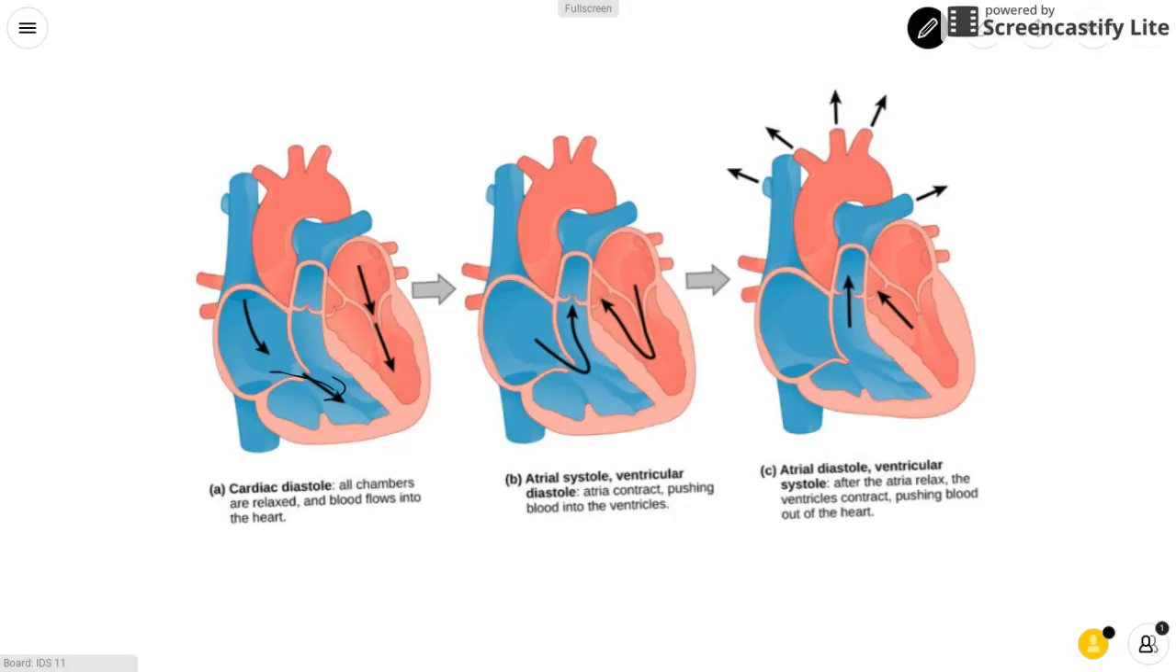Next is the relaxation phase, when all 4 chambers are in diastole. Blood pours in from the veins to fill up the atria and the ventricles. And both atria and ventricles repolarize to prepare for the next cycle. The AV valves are open to allow blood into the ventricles, and the semilunar valves are closed to prevent regurgitation.